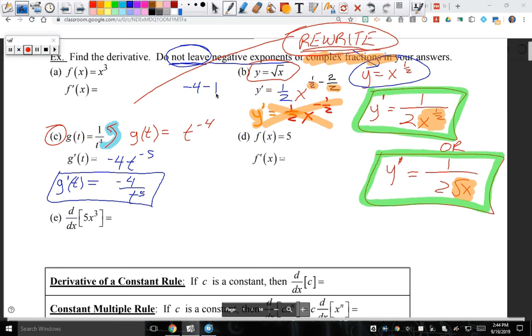Okay, here we go. So D is asking for the derivative of 5. Okay? Anyone, what do you think the derivative of 5 is? Just say it out loud. 0, right? Okay. Why is it 0?